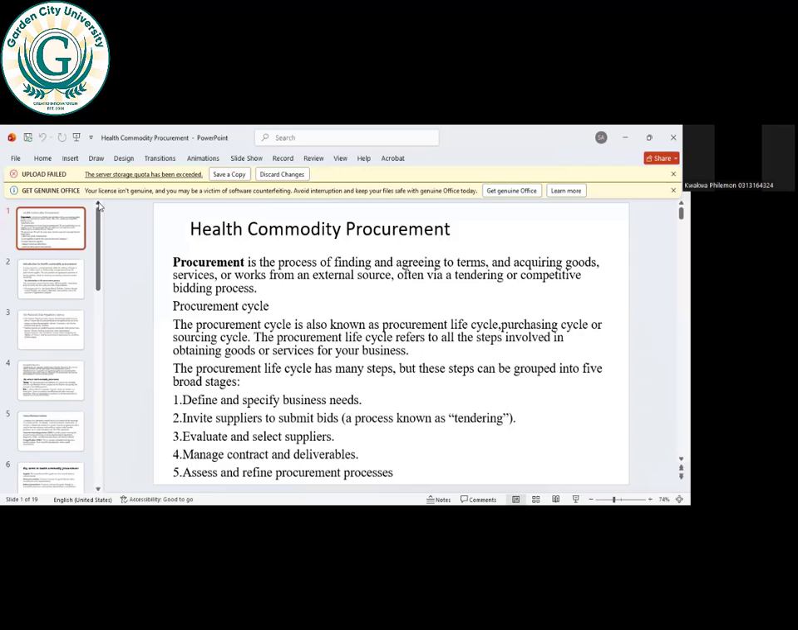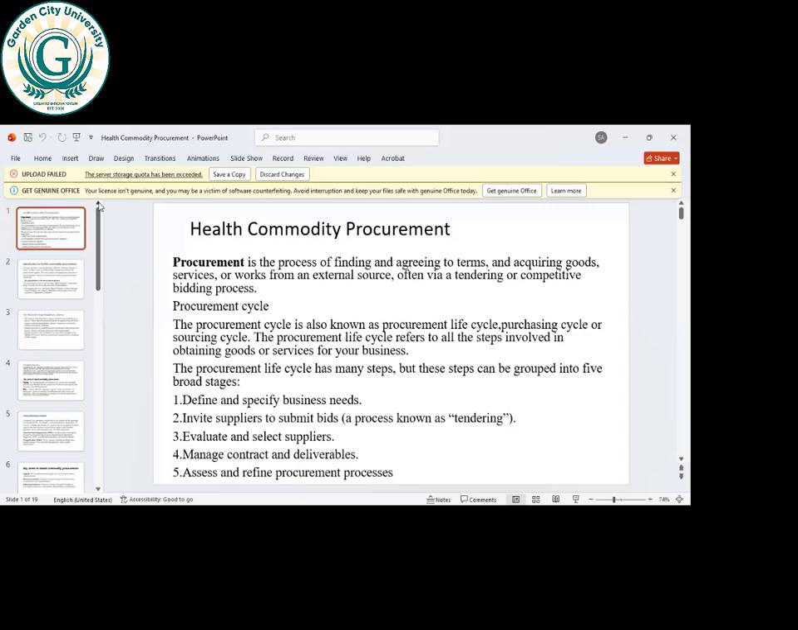So they will send you the document and everything. Then in response, the seller will bid for the contract. So you invite suppliers and then you submit bids. Then evaluate and select suppliers.